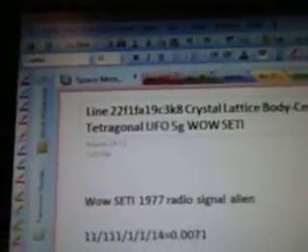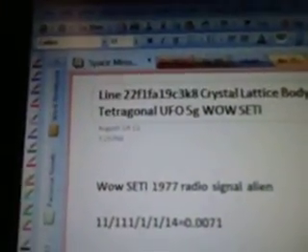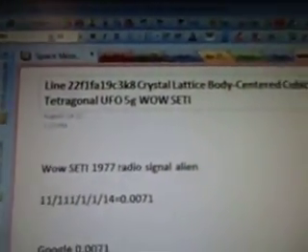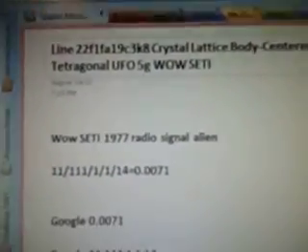Okay, there's part 2a4c3k8. Line 22f119c, f1fa19c3k8. Crystal lattice, body-centered cubic, Miller, tetragonal, UFO, 5G, Wow Seti.